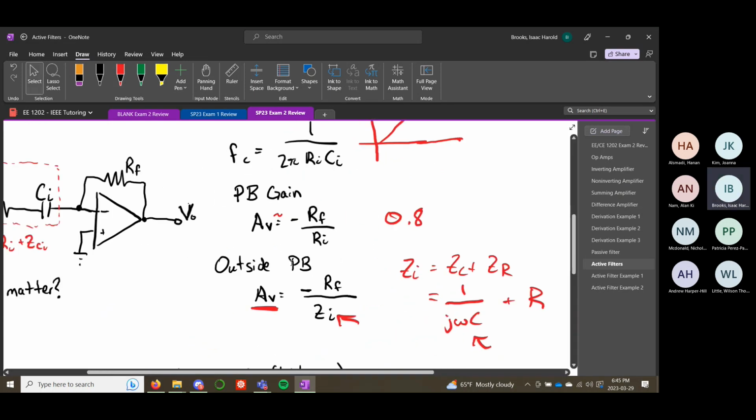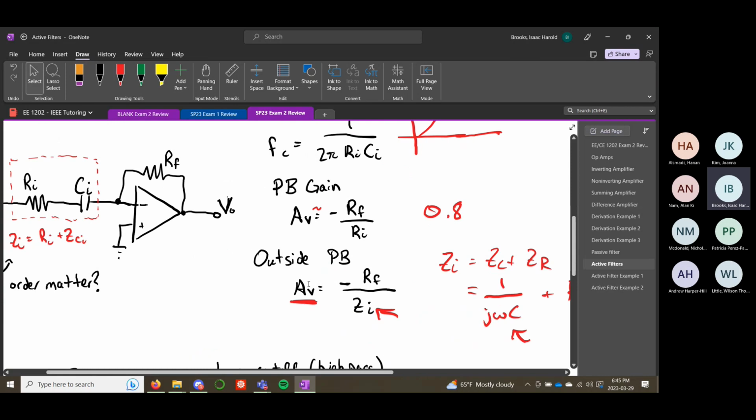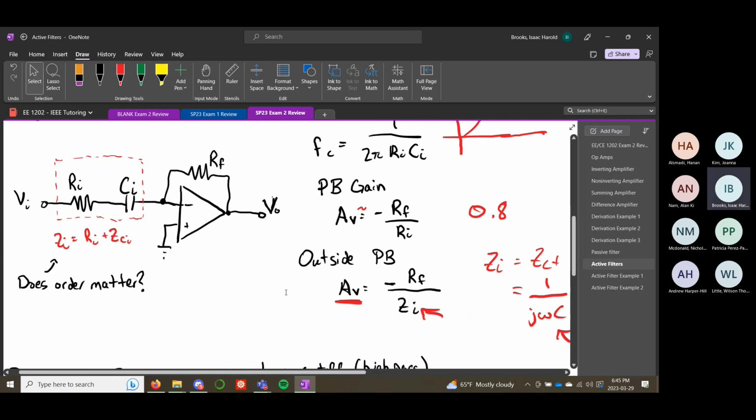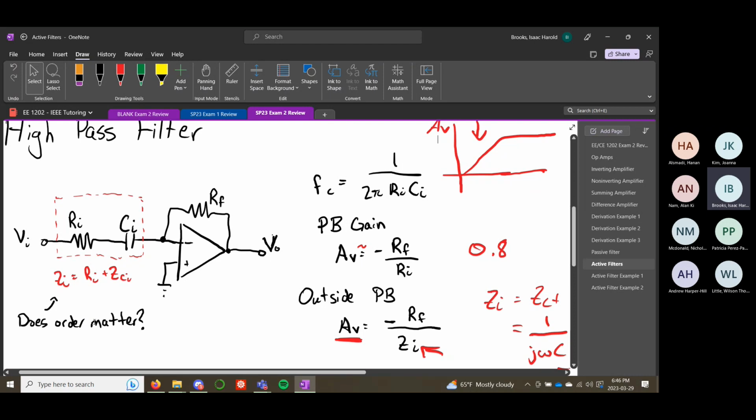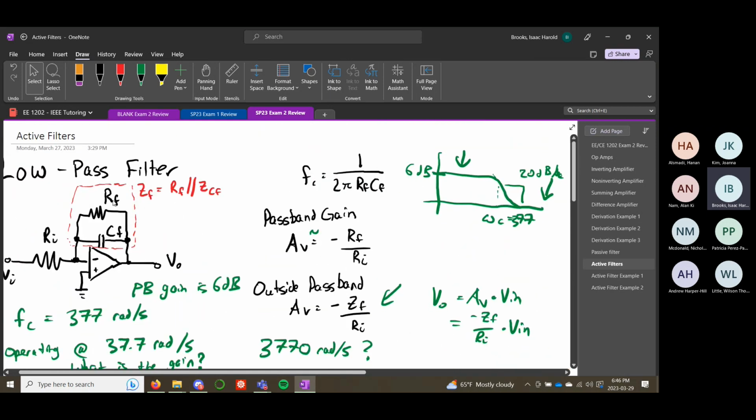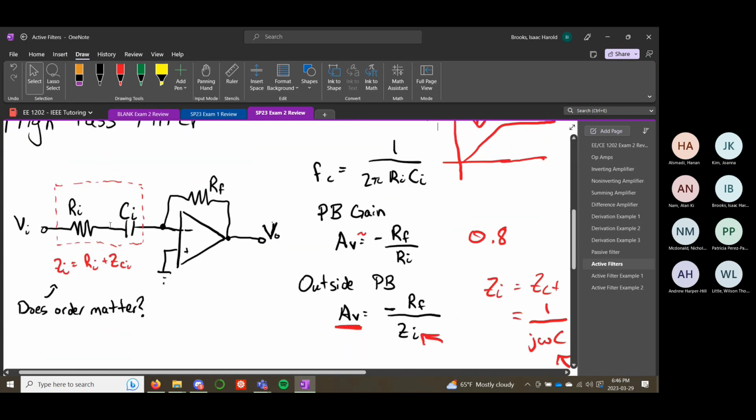Okay? But yeah, the maximum value of this is going to be your passband gain. And that's going to be when the frequency is high enough that your capacitor is not having much of an effect. Okay, but this is the high pass filter. Oh, and I put down here, does the order matter? The order does not matter of whether this capacitor is first or the resistor is first. Same thing up here. It doesn't matter if it's written the resistor on top or the capacitor on top, so don't get confused by that.